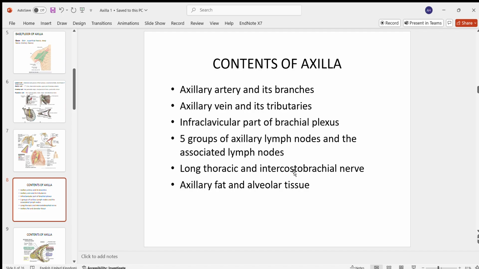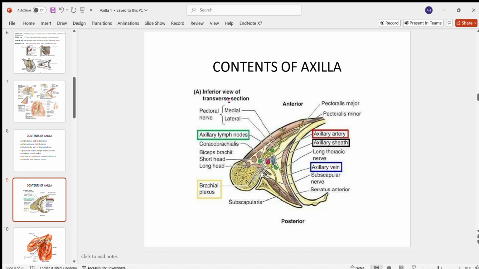Now we'll briefly discuss the contents of the axilla. Contents mainly are the axillary artery and its branches, the axillary vein and its tributaries, the infraclavicular part of the brachial plexus, 5 groups of axillary lymph nodes, long thoracic nerve and the intercostobrachial nerve, axillary fat and the areolar tissue. These are all the contents of the axilla. We'll discuss them one by one.